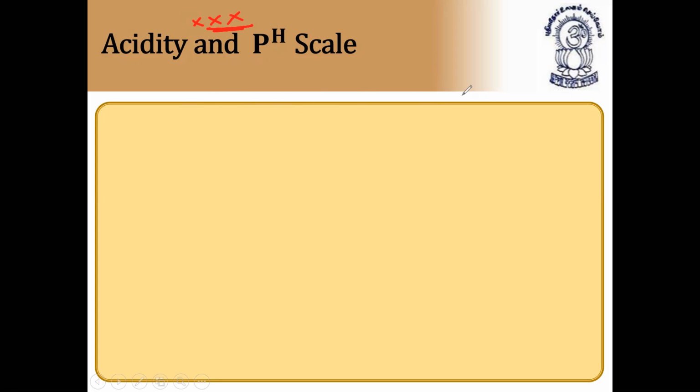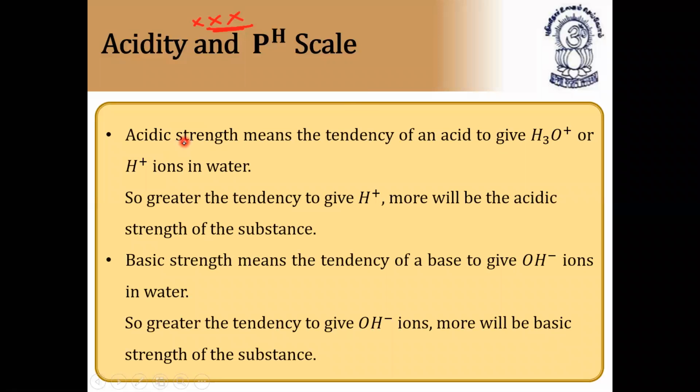Now coming to pH, let us see. Acidic strength means the tendency of an acid to give H3O plus or H plus ions in water. Both are the same, hydronium ions or H plus ions in water. Based on that, we can say a substance is strongly acidic or weakly acidic. Greater the tendency to give H plus ions, more will be the acidic strength of the substance.